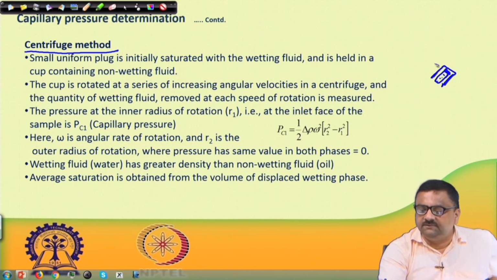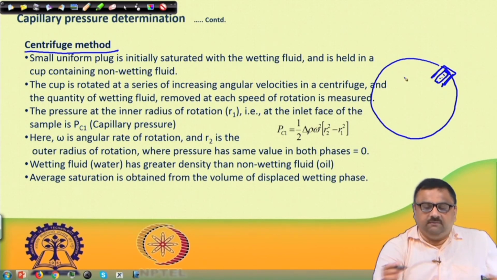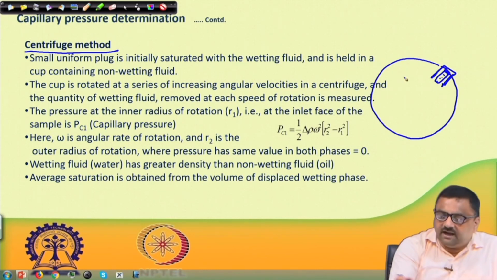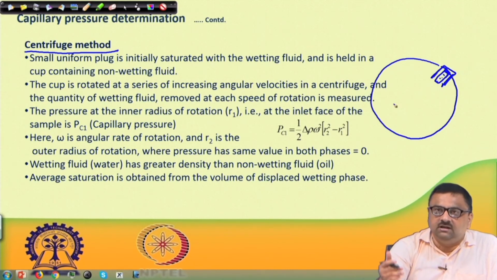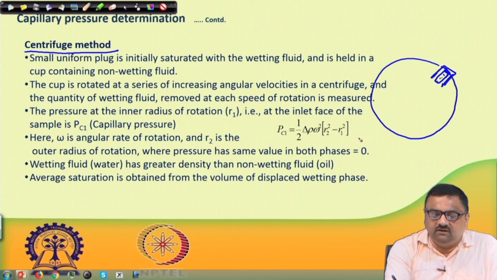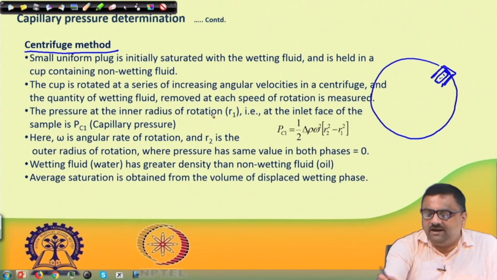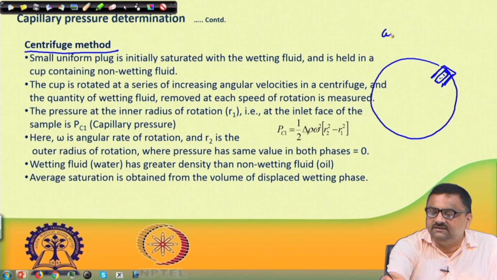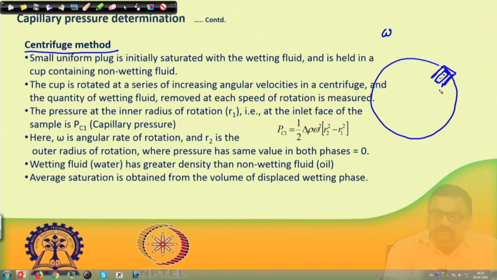So, that means this cup is placed in a centrifuge and rotated, at some angular velocity, and then at some other, and then at gradually increasing angular velocities, and the quantity of wetting fluid that is removed at each speed of rotation is measured. So, basically the omega, which is the speed of rotation, is increased step by step.